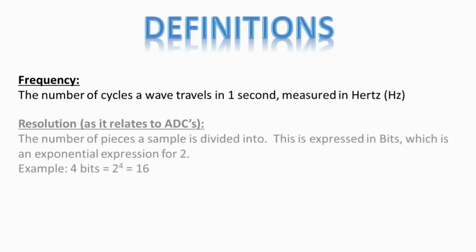The next definition is resolution, and this is specifically as it relates to analog to digital converters, or ADCs. The resolution is the number of pieces a sample is divided into. This is expressed in bits, which is an exponential expression for 2. For example, if I take 4 bits, that is 2 to the power of 4, which equals 16. That means a sample taken will be divided into 16 equal pieces.